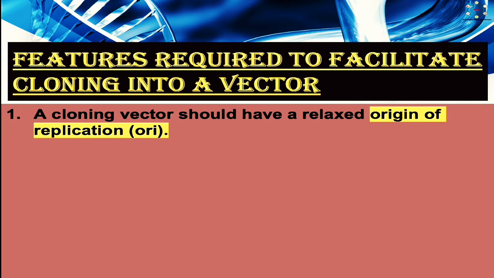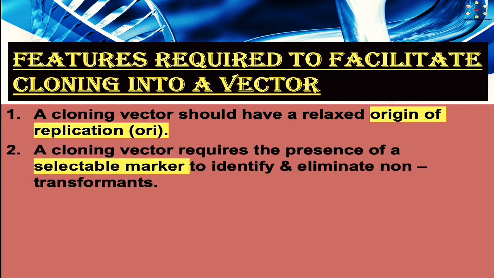This is the specific portion of the plasmid genome that serves as a start signal for self-replication. This number can be artificially increased. Under natural conditions, each plasmid replicates to produce 20 to 30 copies per cell. Now, a cloning vector requires the presence of a selectable marker to identify and eliminate non-transformants. It should selectively permit the growth of the transformants.